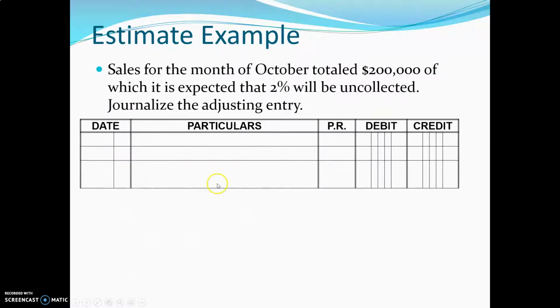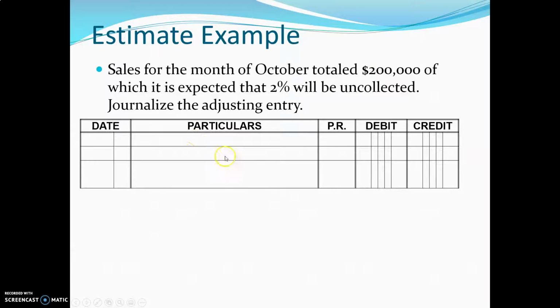All right. Here's an example. The sales for the month of October totaled $200,000, of which it is expected that 2% will be uncollected. So we're going to try to adjust for this 2% uncollectability. This 2% came from the company's past history, and we're going to take 2% of 200,000, which is $4,000. So what are we going to be doing with this? Well, we know one of them has to be an expense. Maybe we have doubtful accounts expense here.